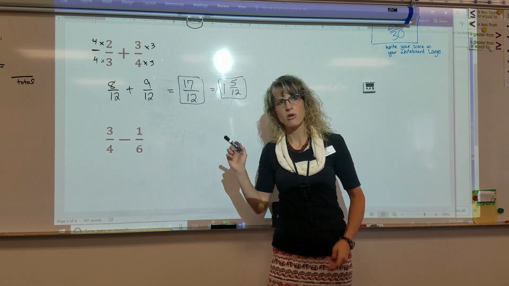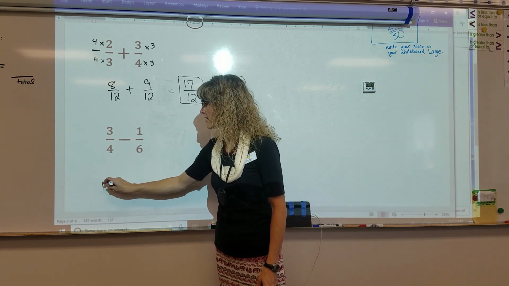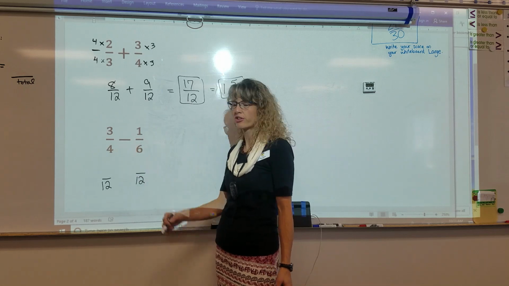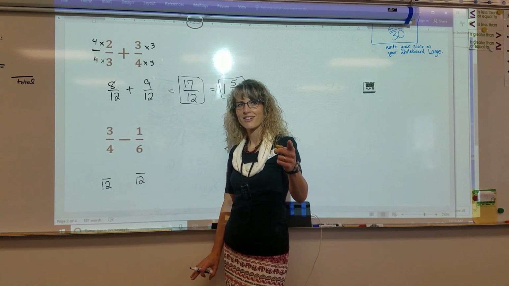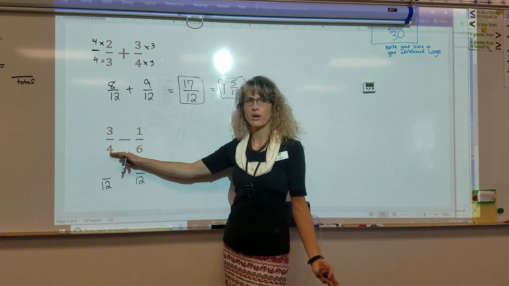All right, let's get help from Aubrey. 12. She says 12. How did you know it was 12? They both go into 12. Well, they both go into 24. Yeah, but 12 still is common. 12 is the least one. Okay. What about 8? Why wouldn't it be 8?